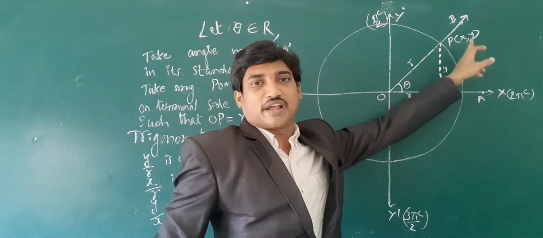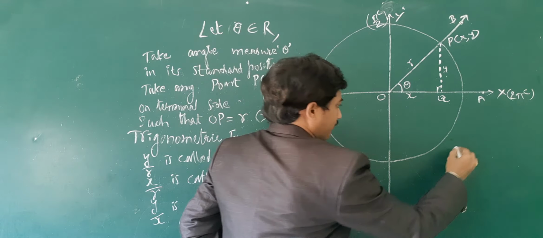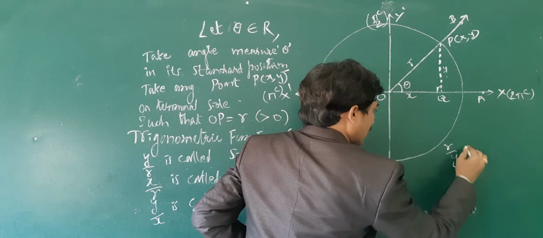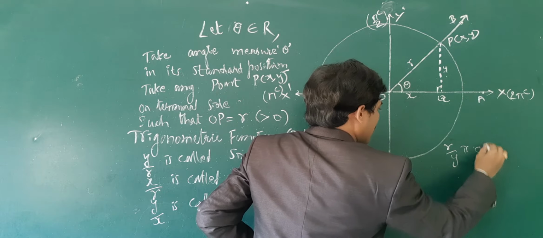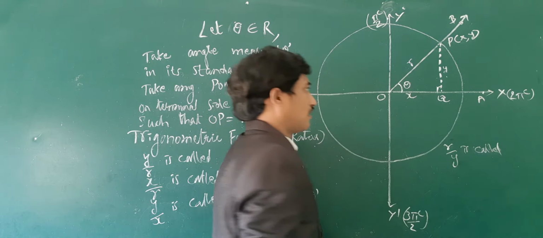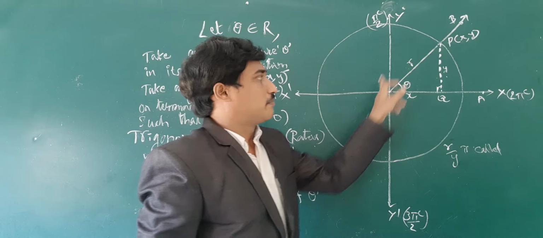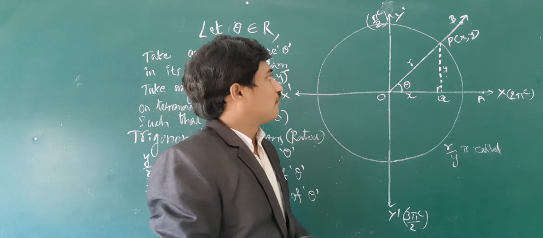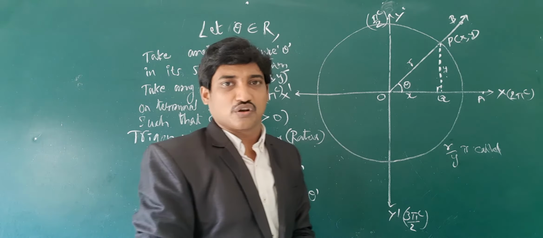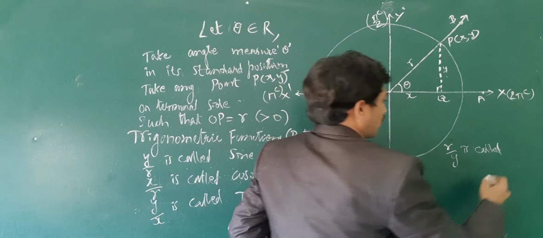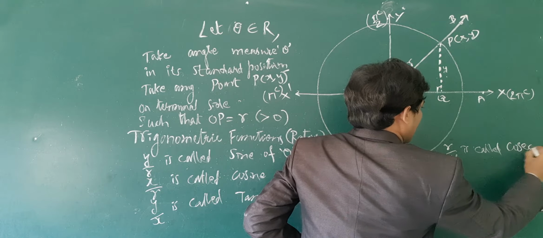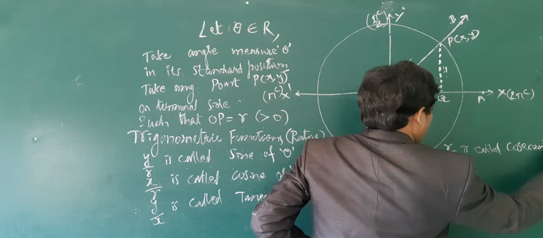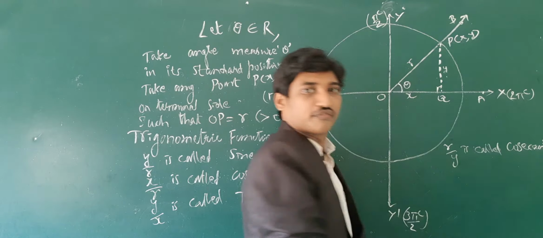R by y, the ratio of the distance from the origin to the point P and the y coordinate, is called cosecant theta. R by y is called cosecant theta, the cosecant of angle theta.